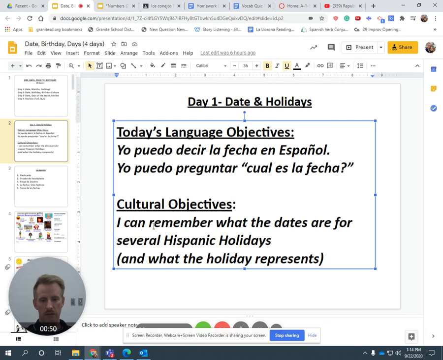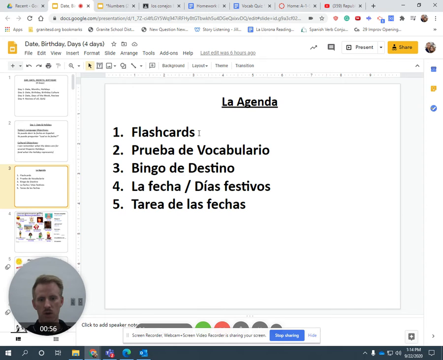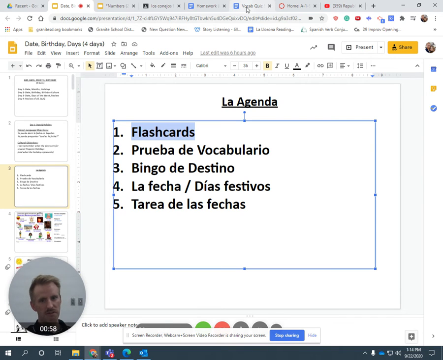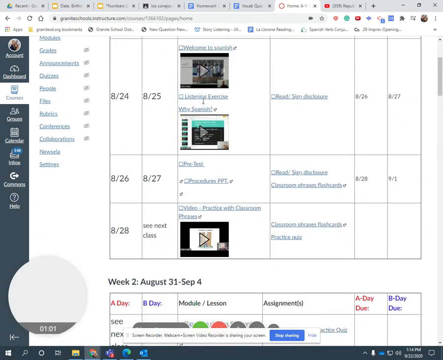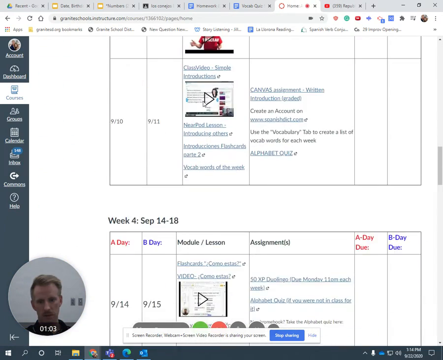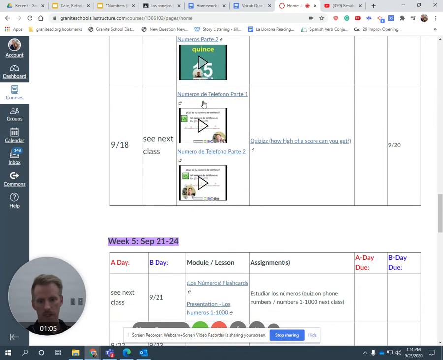Objetivos de cultura. I can remember what dates are for several Hispanic holidays. Vamos a aprenderlos. Ok, la agenda. Primero, tenemos unos flashcards que están en Canvas. Y mira, aquí en Canvas vamos a la fecha de hoy.